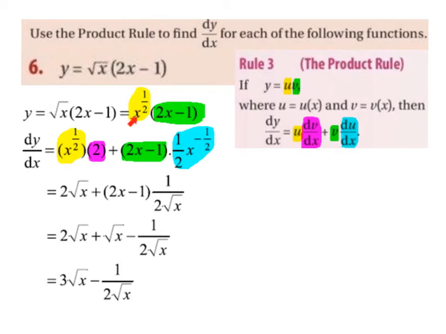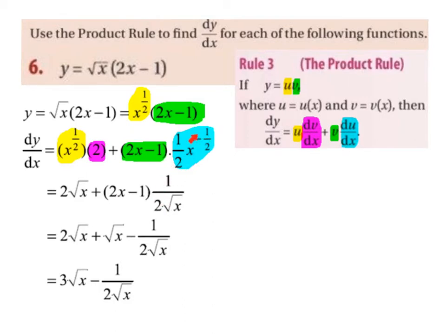So to differentiate x to the power of a half, we bring the half down in front, we bring the power down in front, and we reduce the power by 1. A half minus 1 is minus a half. Next we simplify. So x to the power of a half is the same thing as root x, and root x times 2 is 2 root x. We bring down the plus. And then we have 2x minus 1 with brackets, which we can keep as it is for the moment. And we can rewrite a half x to the power of minus a half as 1 over 2 root x.